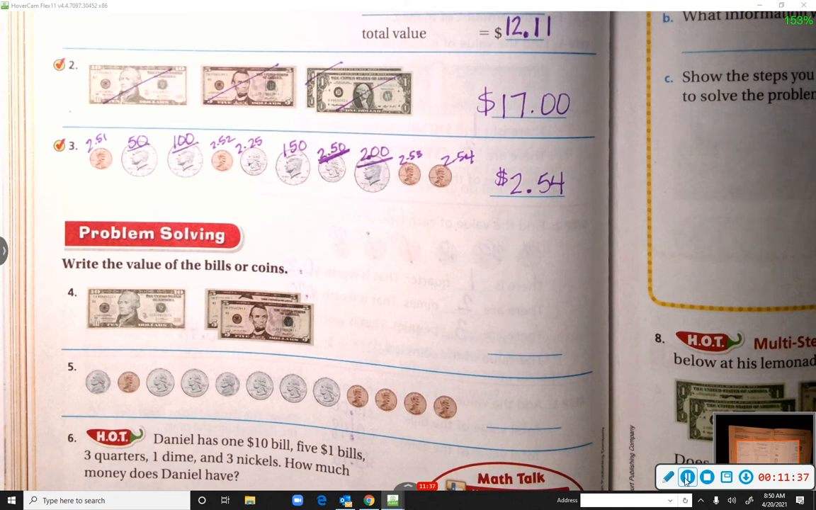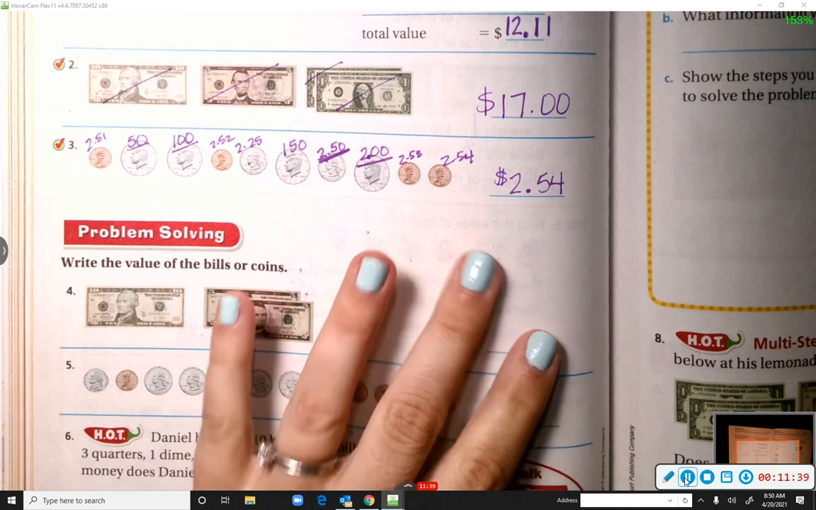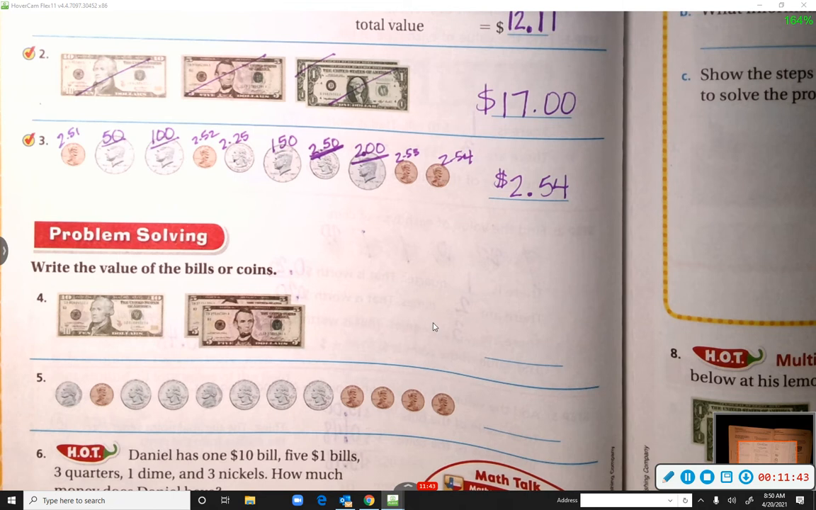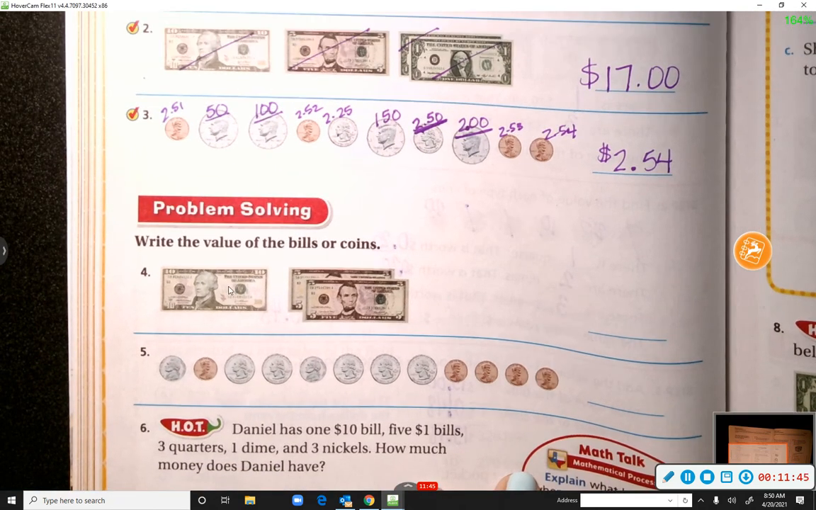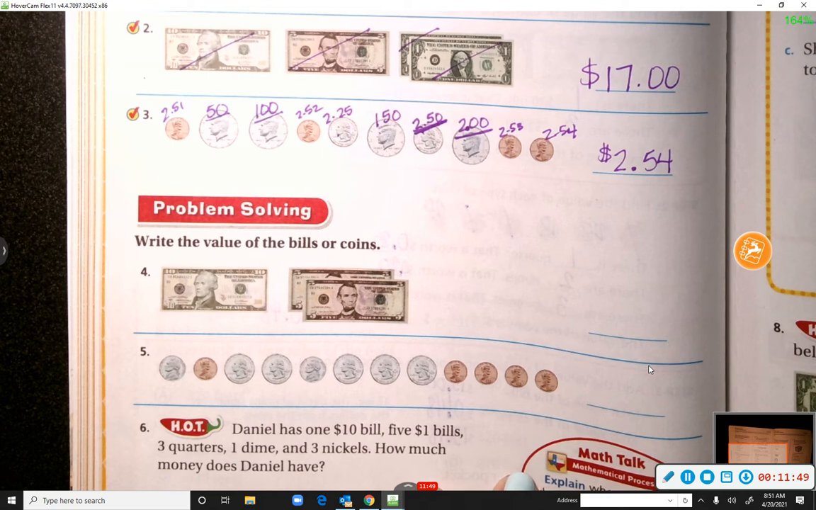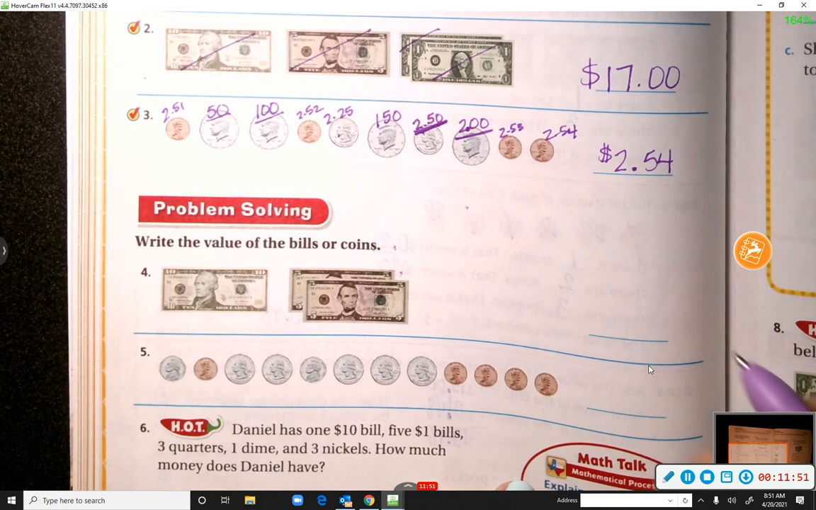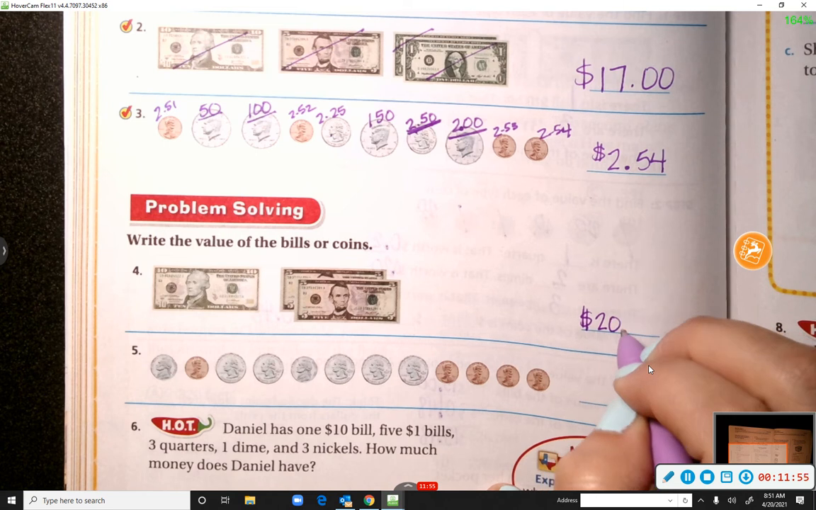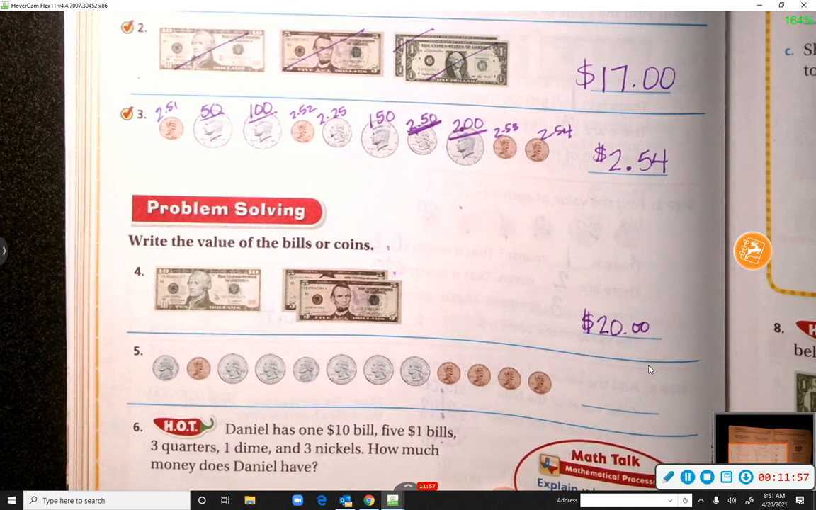Okay, so I paused the video to give you guys time to work out numbers 4 and 5. So let's go over and see what you got. Number 4 says $10 plus a 5 and a 5. How much would that equal? 20. Good. So $20.